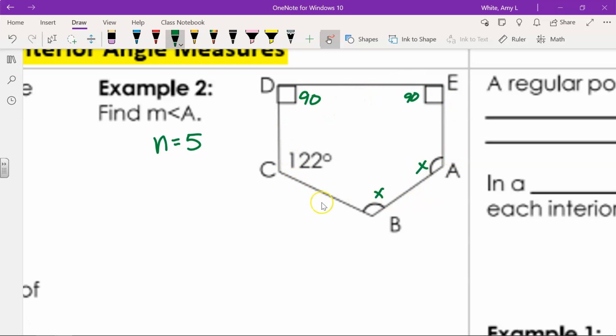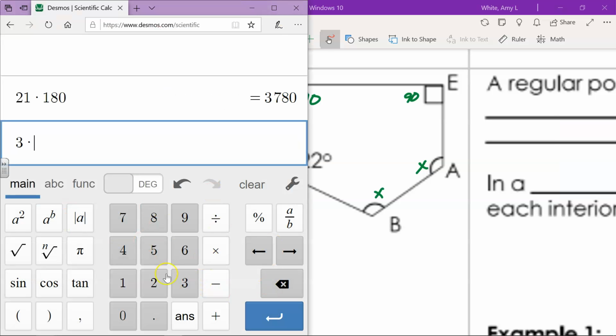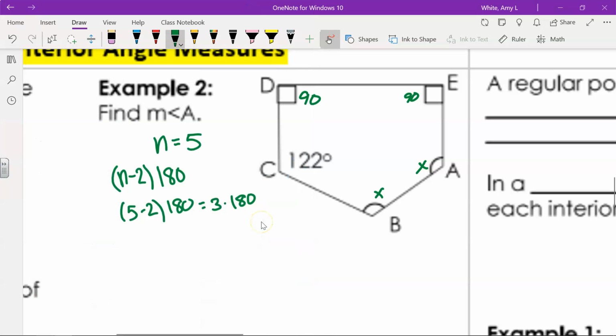So the first thing that I'm going to do is figure out the total angle measure in this pentagon. So I'm going to use my formula, n minus 2 times 180, and I can substitute in 5, so we get 5 minus 2 times 180, which is 3 times 180. And this can be where I take my calculator, and I can do 3 times 180, and we get 540. So I know that all together, they add up to 540 degrees.